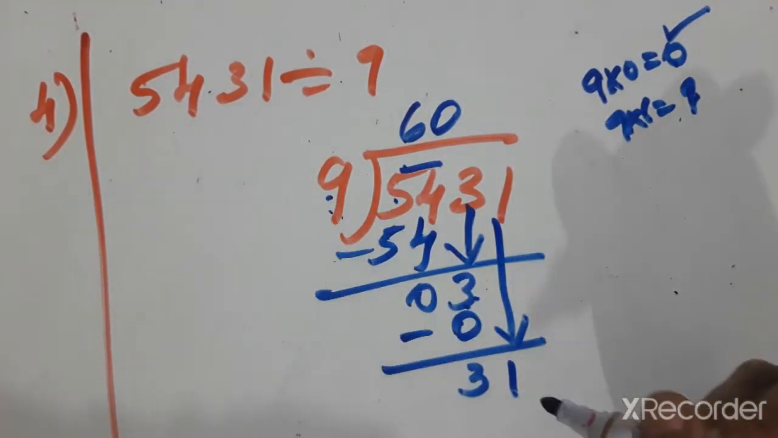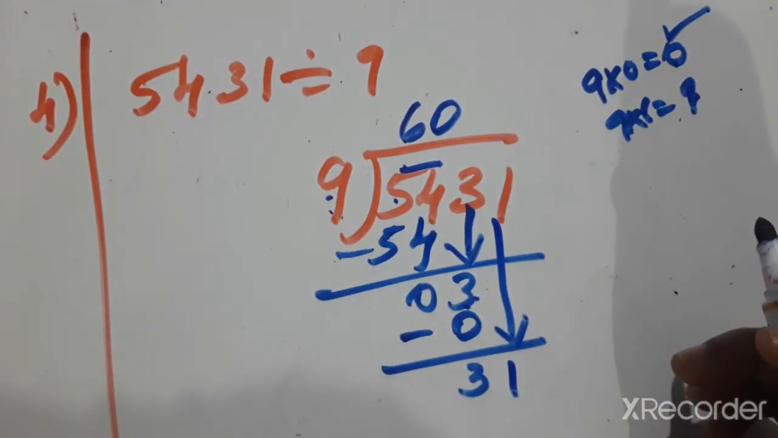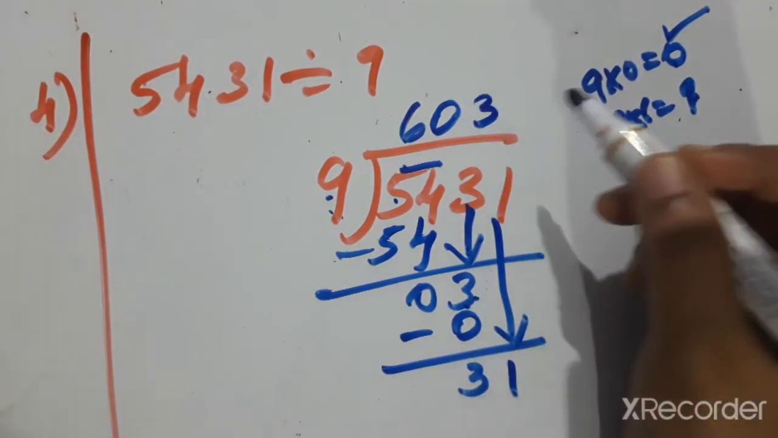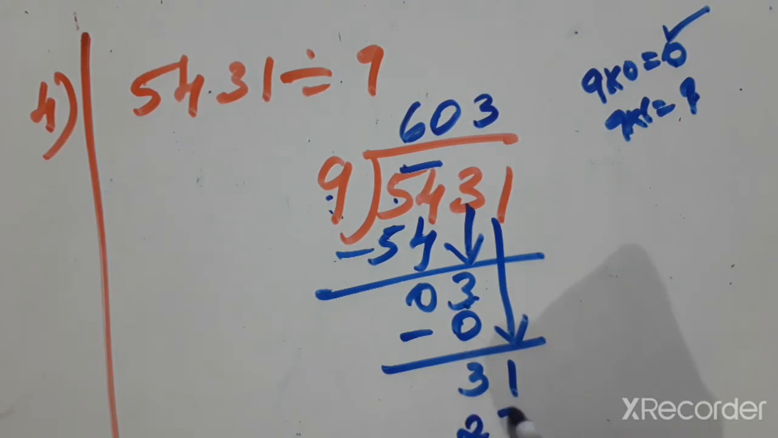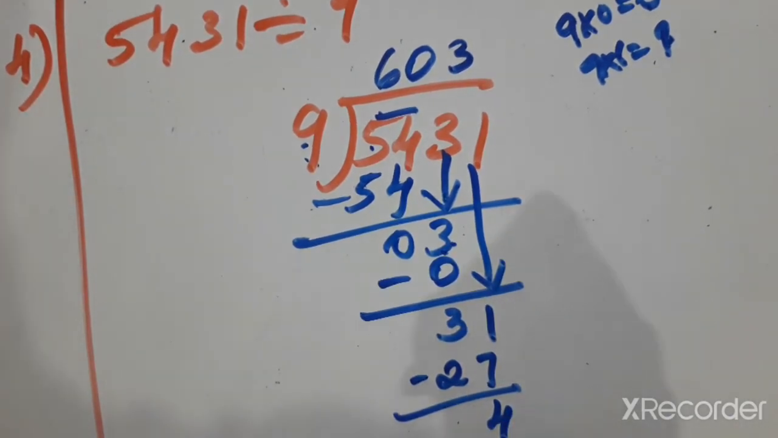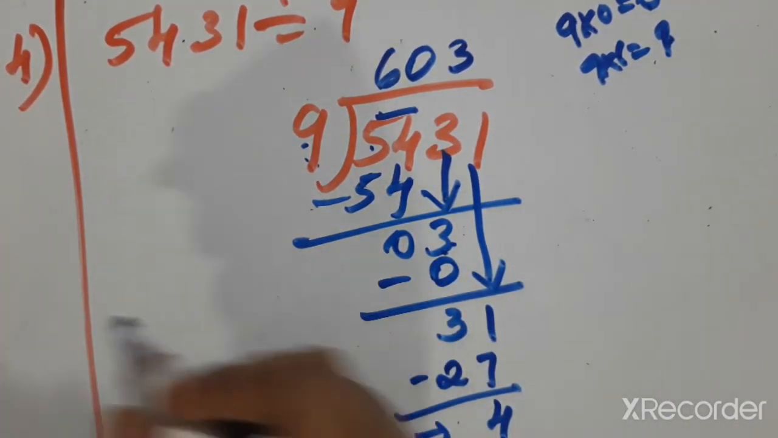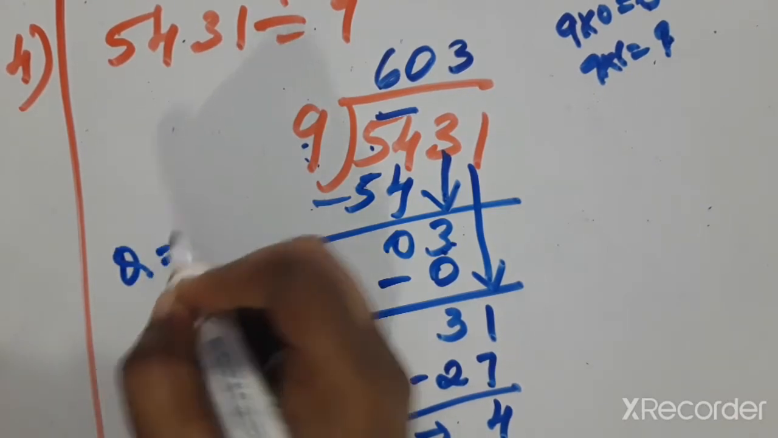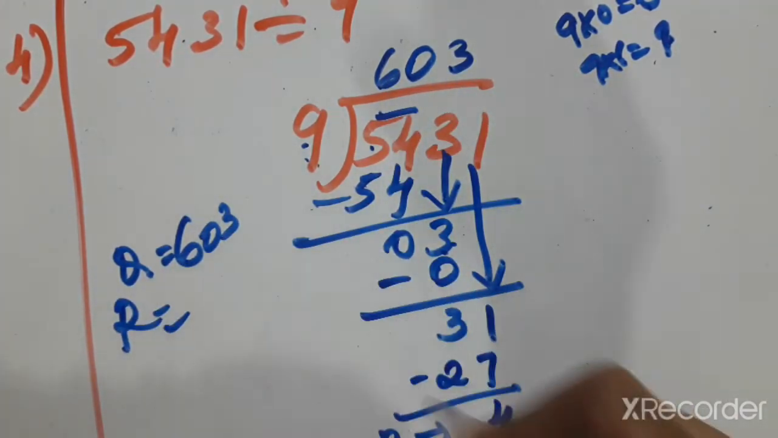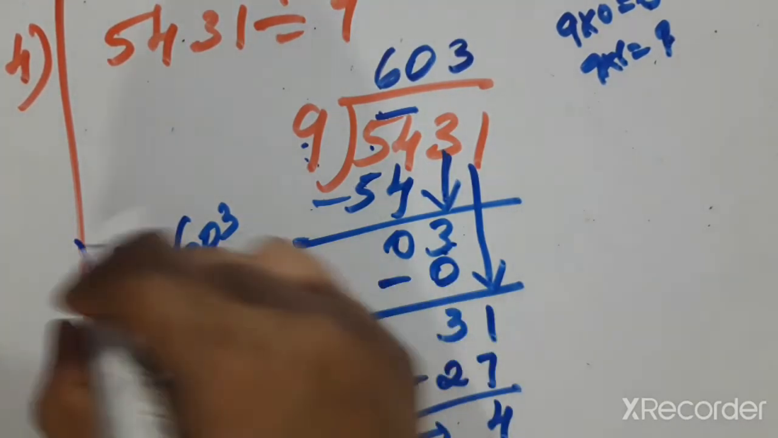Okay. Now 9 how much are 31? 9 5s are 45. 9 4s also. 9 3s is a nearer one. 9 3s are 27 is a nearer one. 31 minus 27 means 4 is a remainder. So remainder is 4 after subtracting. Quotient is 603 and remainder is 4.